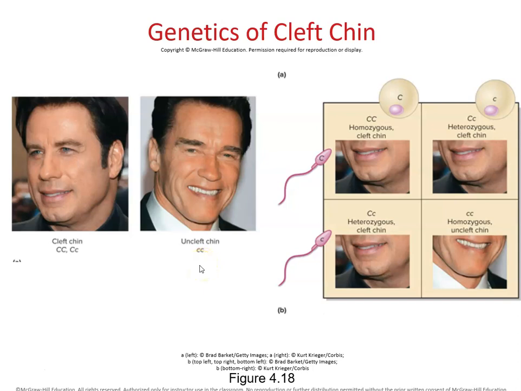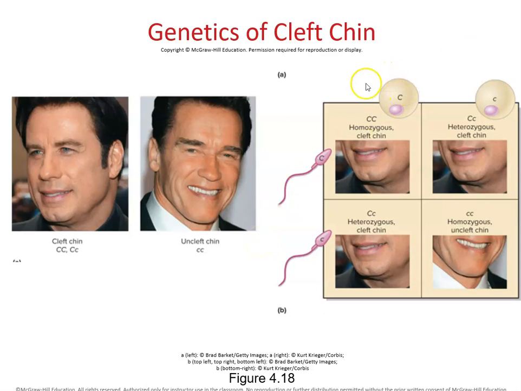So if we have 2 heterozygous parents, here is my heterozygous mother. She has some eggs that have a dominant copy and some eggs that have a recessive copy. 50% of her eggs will have the dominant and 50% will have the recessive. If the father is also heterozygous, 50% of his sperm will have the dominant copy and 50% of his sperm will have the recessive copy. So we have 4 different combinations that these can be combined into.